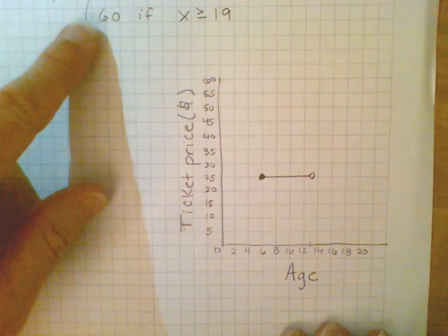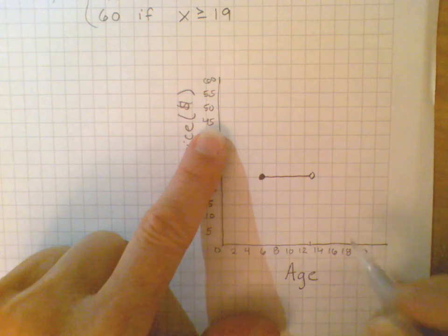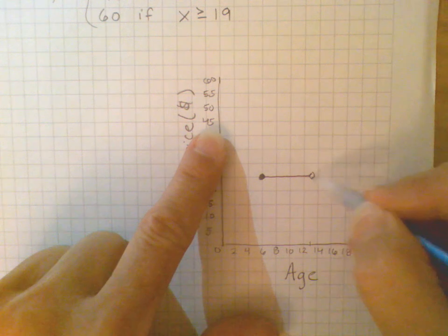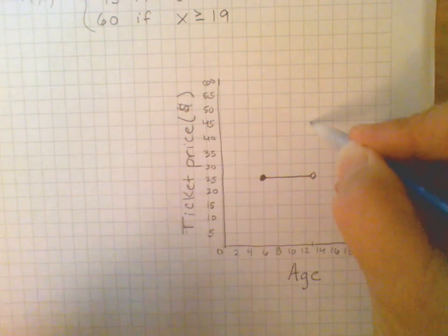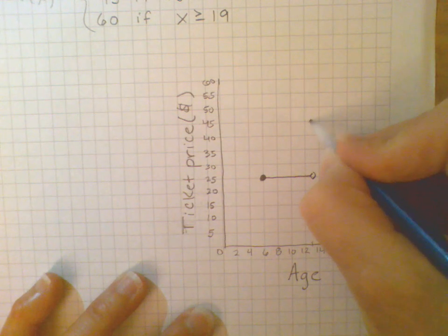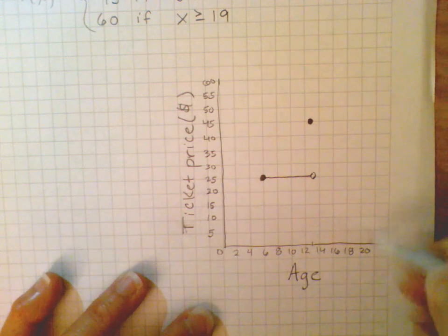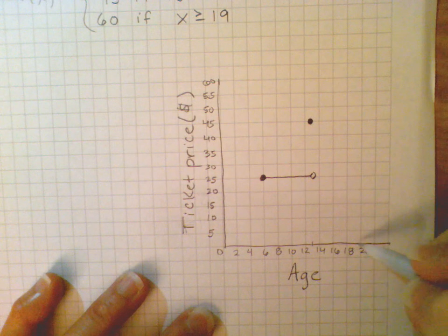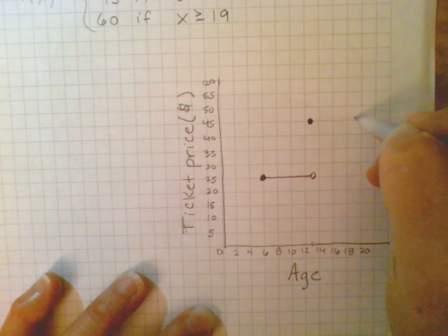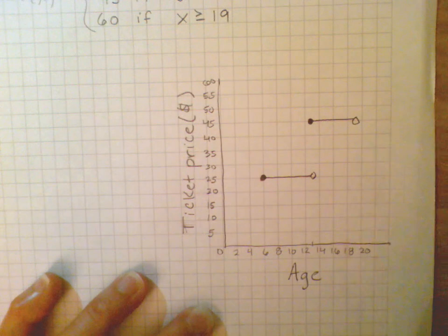Okay, now I go up to 45, and that's between 13 and 19. So back to 13 here. Okay, now that's going to be closed because now it does include 13. It goes out to 19. And that's going to be open. There's our second step.